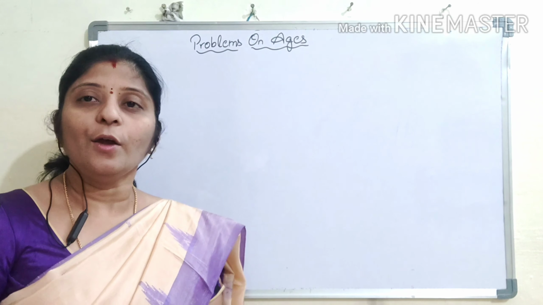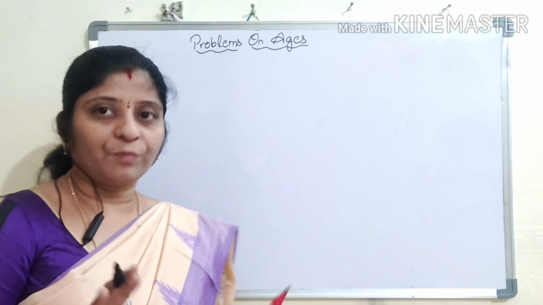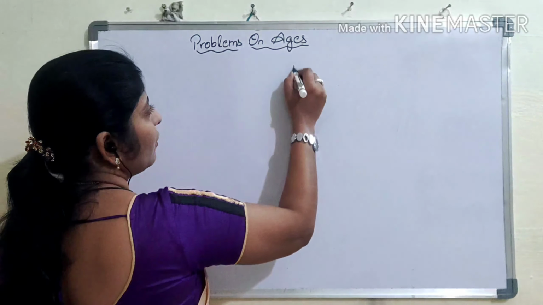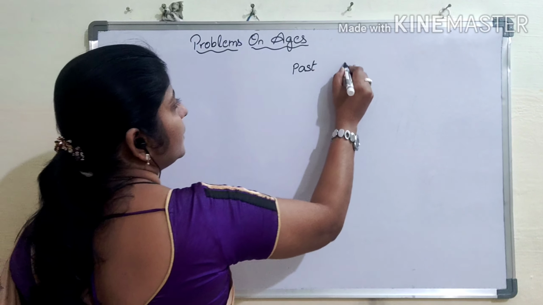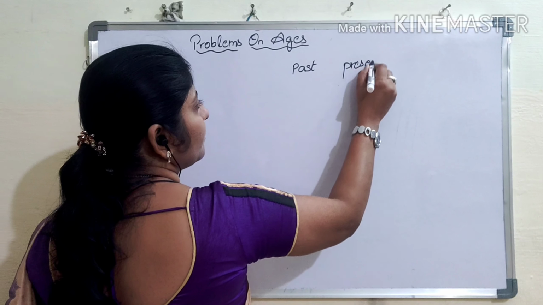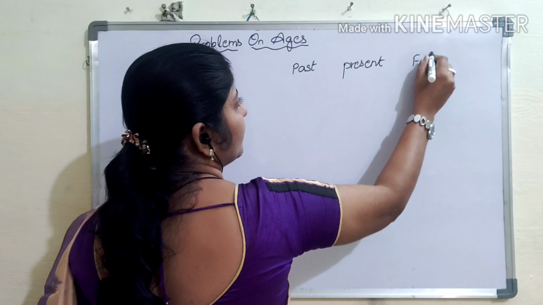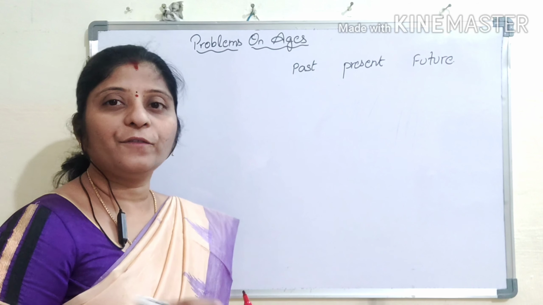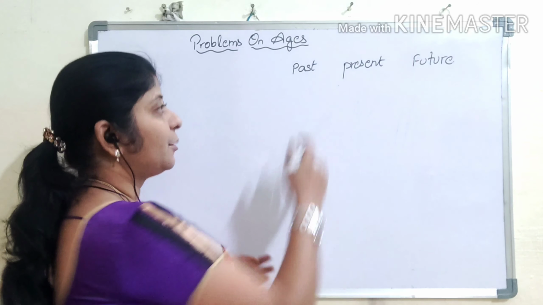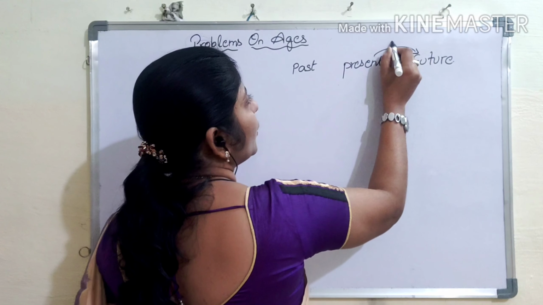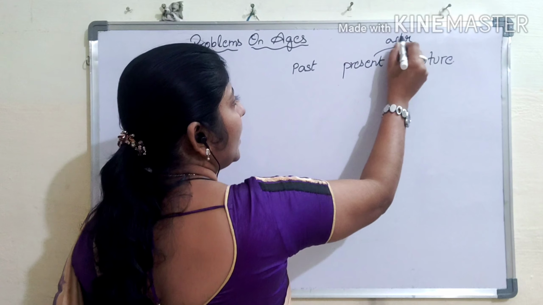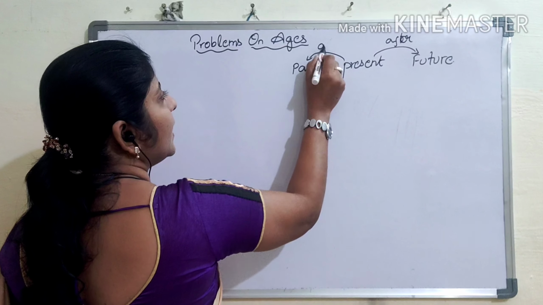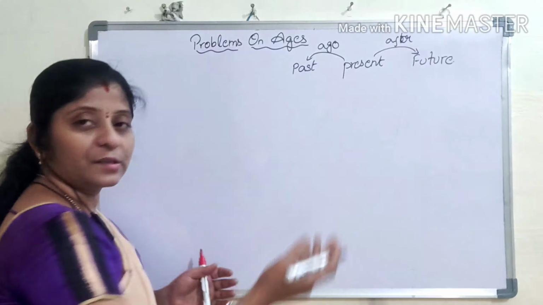Actually, in ages, we have three types. That means past, present, future. Always we will write like this: past, present, future. In questions, if they asked after, that means it will become future. In questions, if you have ago, it will be as past.